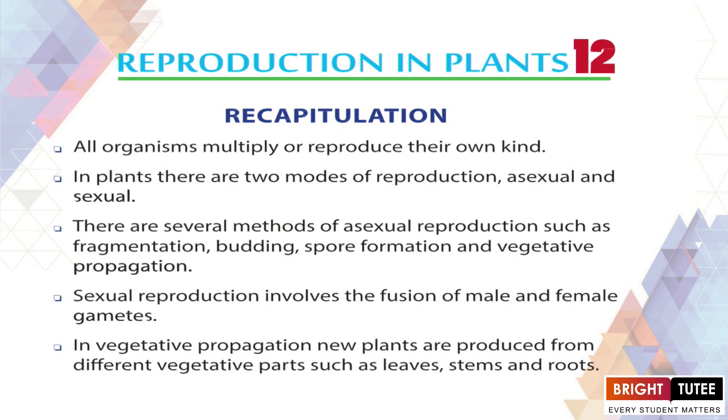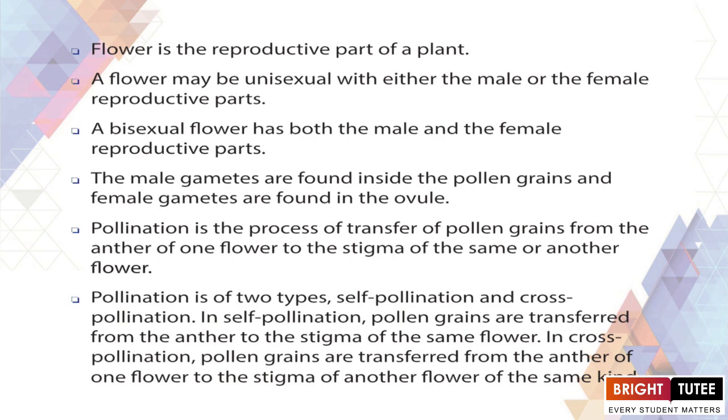Sexual reproduction involves the fusion of female and male gametes. In vegetative propagation, new plants are produced from different vegetative parts such as leaves, stems and roots. Alright. A beautiful part of the plant which is also a reproductive part. What is it? It is the flower. So, flower is the reproductive part of a plant.